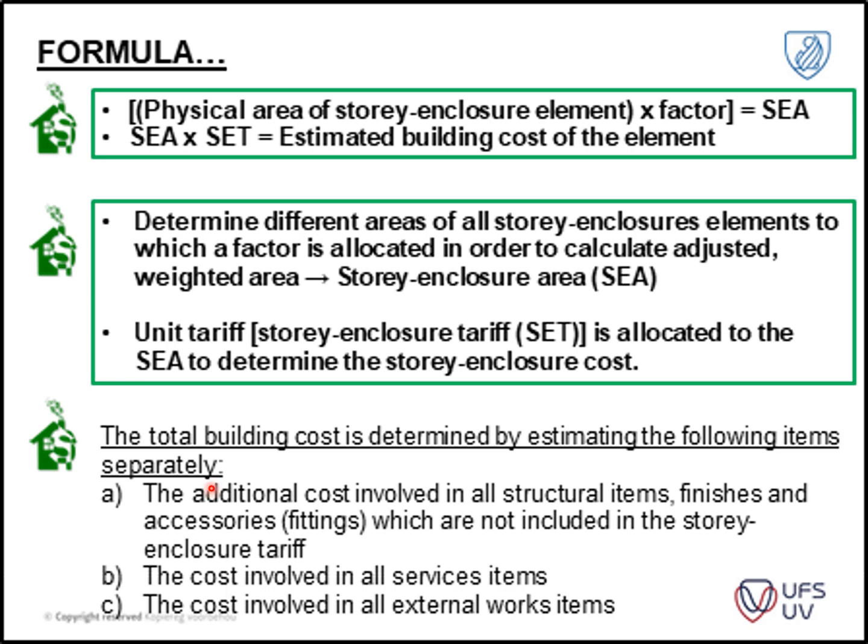So the total building cost is determined by estimating the following items separately. The additional cost involved in all the structure items, finishes and accessories which are not included in the story enclosure tariff. Okay, so external works and so forth. The cost involved in all services items, the cost involved in external works.